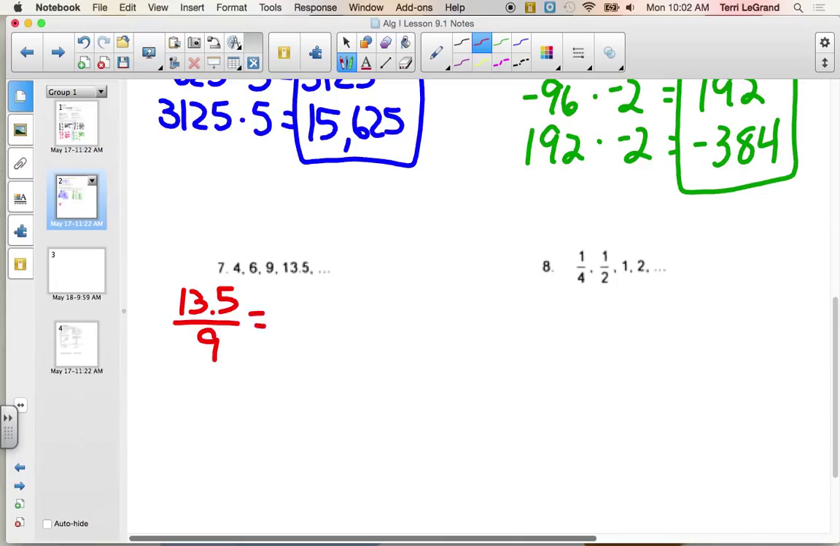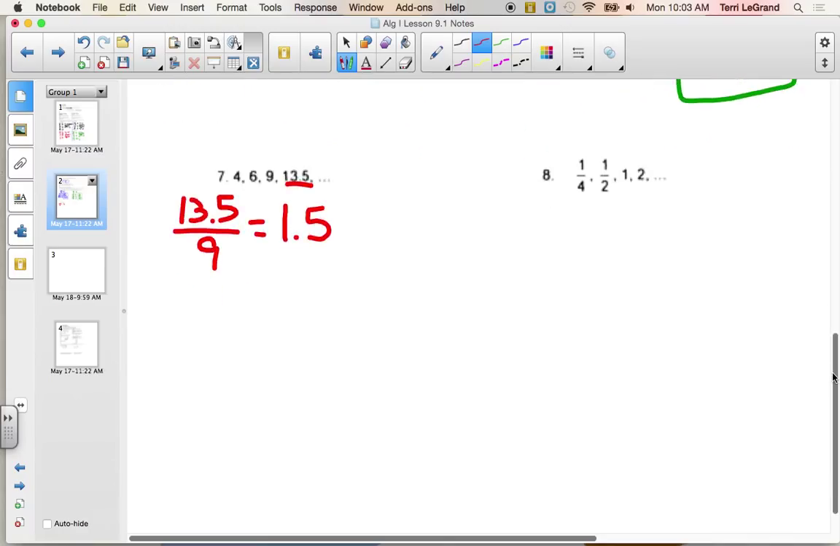1.5. Okay, now, because there is a decimal in our sequence, we can work with the decimal. We want to just keep the same number type going. If they're working with fractions, we're going to keep them fractions. If they're working with decimals, we'll work with decimals. So this did have a decimal in it, so we will just keep it as a decimal and do our multiplying. So what do we get for this one? 20.25.